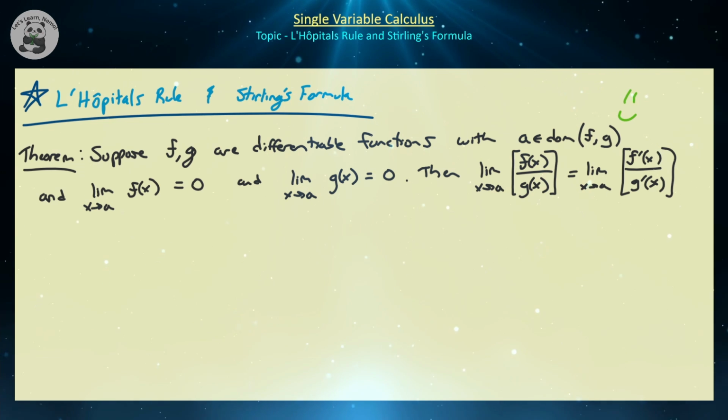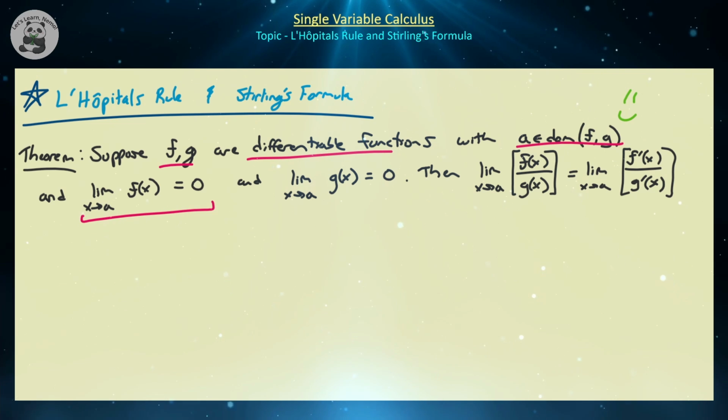So the first theorem, known as L'Hopital's rule, starts off by saying the following. Let us suppose that f and g are both differentiable functions with a particular number a in both of their domains. Let's also assume that the limit as x approaches a for f and the limit as x approaches a for g are both equal to 0. They can both be right-hand limits, left-hand limits, or two-sided limits, depending on the context.